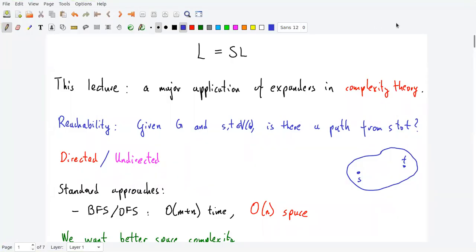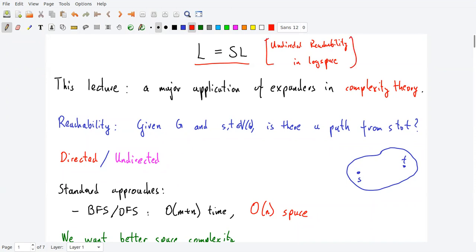Right, so welcome to the last lecture of selected topics in graph theory this semester. And as a sort of pinnacle of this series of lectures about expanders, we will give today a proof of one of the fundamental results in complexity theory in the last 20 years, which is sometimes dubbed L equals SL, but a more explanatory title of this lecture could be rather Undirected Reachability in Logspace.